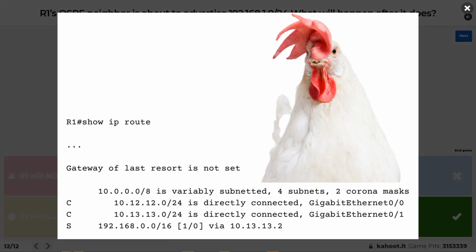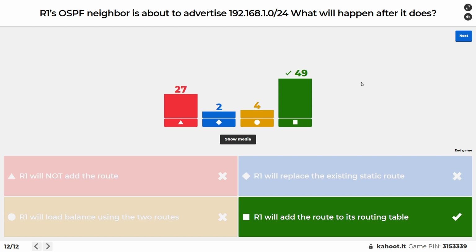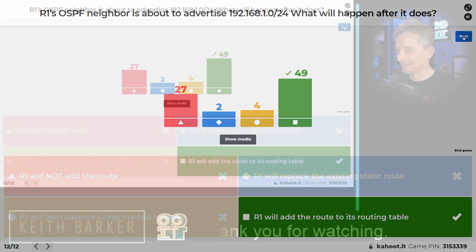So I'm curious how we did on that last one as far as who got it right. Let me go back and take a look. 49 of you got it correct. Nice work.